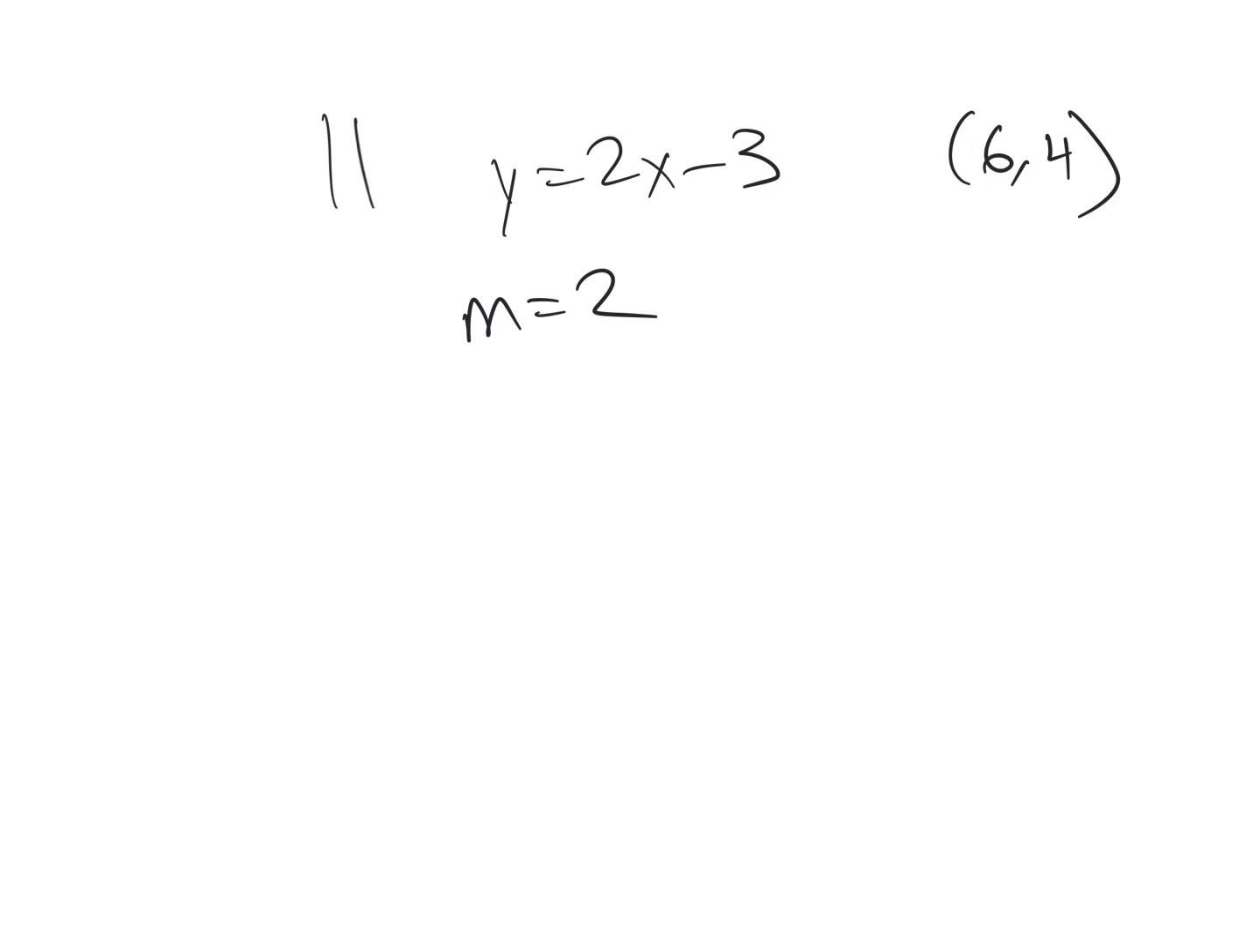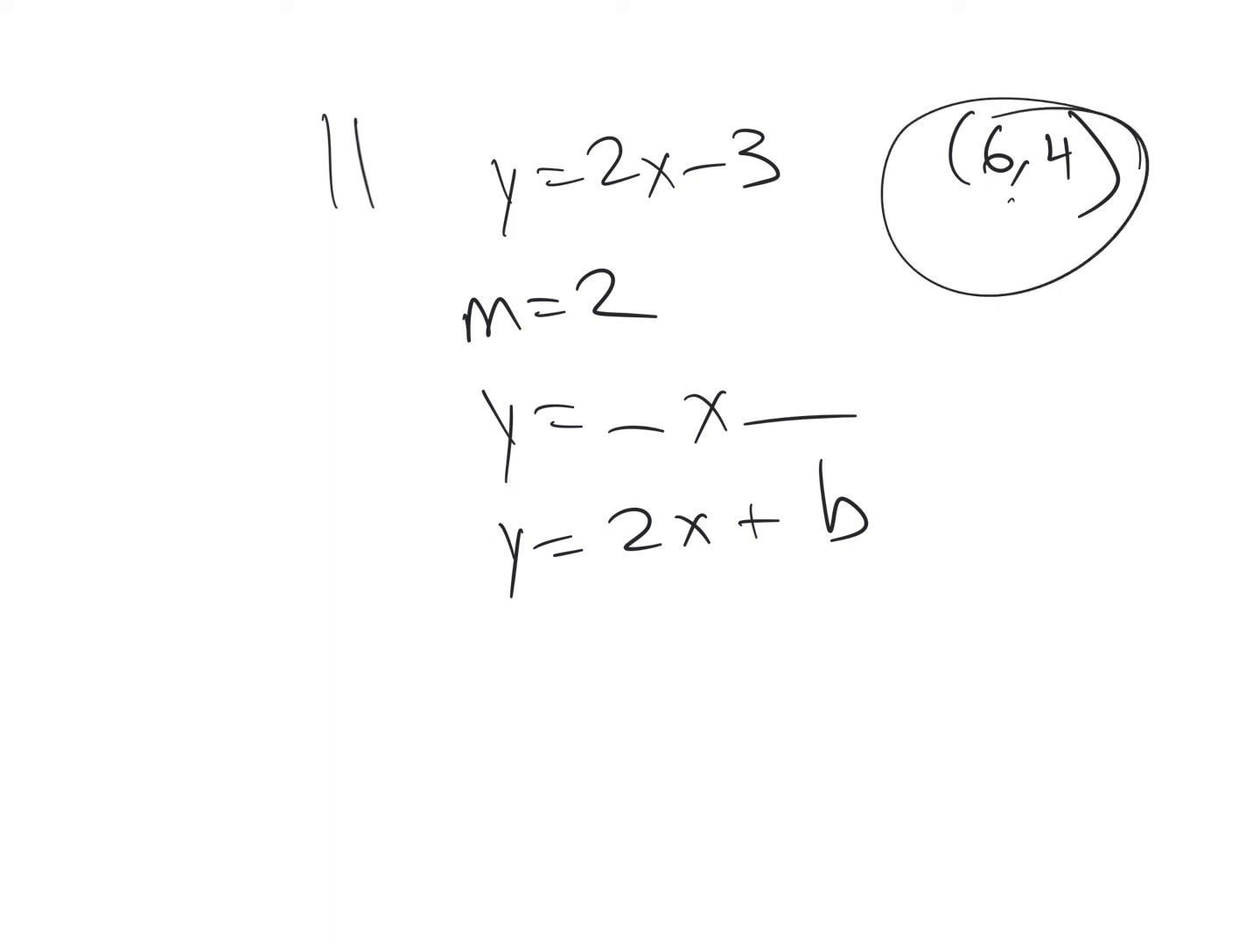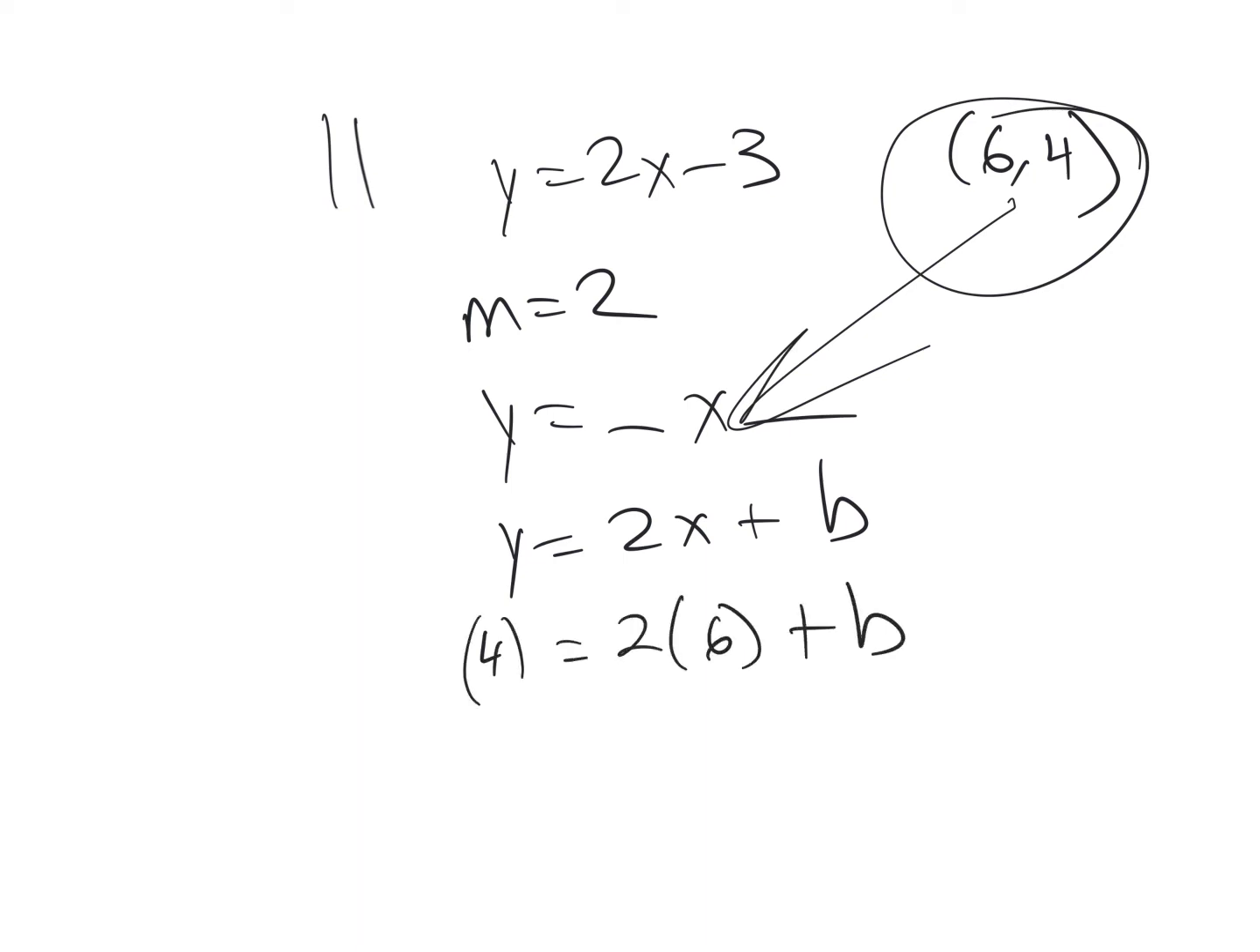Now, we want parallel or perpendicular? It's asking for parallel. So slopes are the same if they're parallel. Your parallel slope is 2. So you need to fill in the blanks for writing an equation. So y equals 2x plus b. How do we find b? By substituting x and y into the correct positions. 4 is y, x is 6, and then you solve.